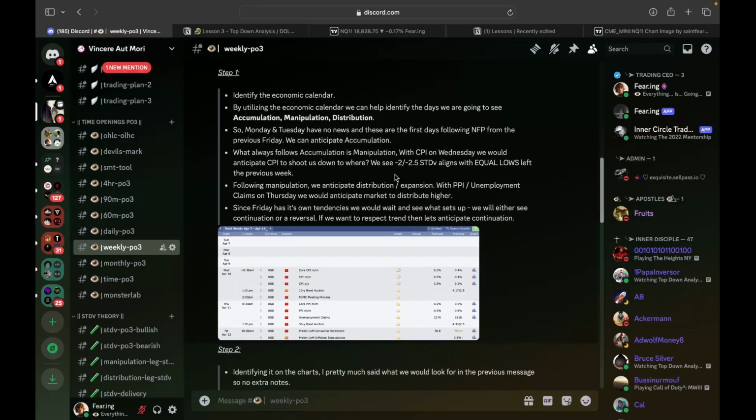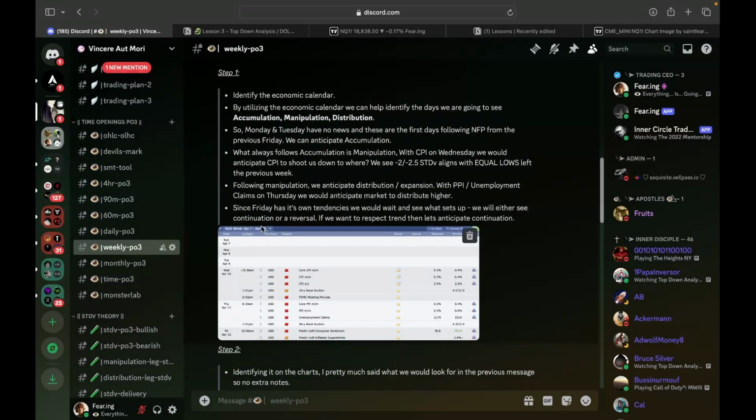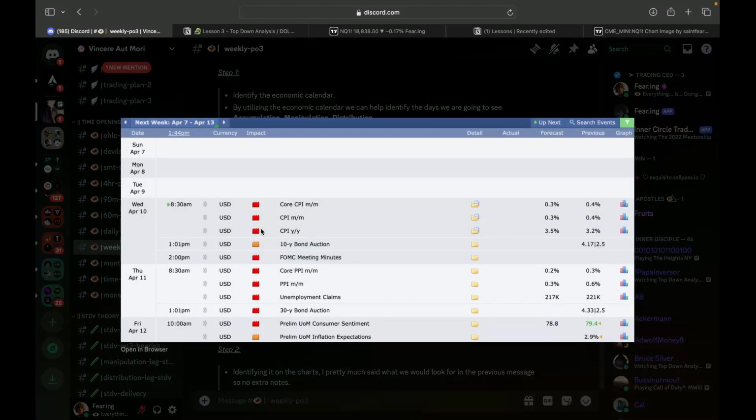So the first step I do, or technically second, is look at our economic calendar. We have to think about what days, in reference to power 3, we think is going to be each AMD? So we see Monday, Tuesday, no news, absolutely nothing. I only look at orange folder and red folder, nothing here. Something significant to note is this is following an NFP, which was the previous Friday. So immediately we can think, okay, Monday is going to be immediate accumulation. No point in trading that.